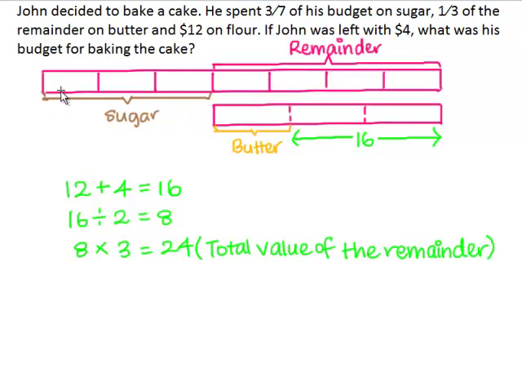On the model that represents John's budget, the remainder is made up of 4 units. So now we will take 24 divided by 4, which gives us 6. And so 6 is 1 unit of the total.